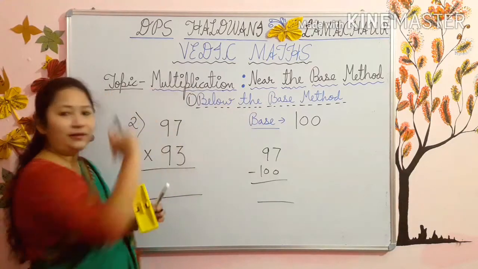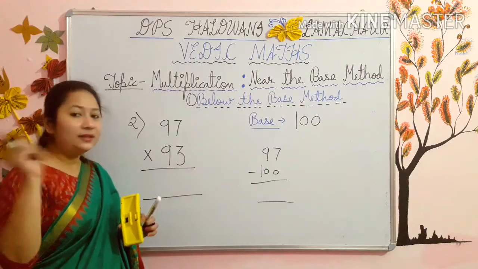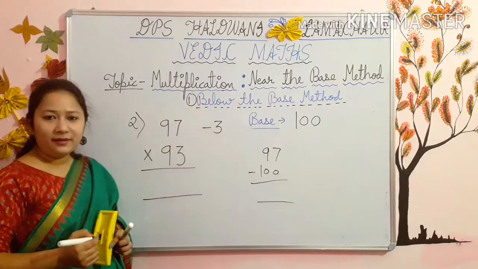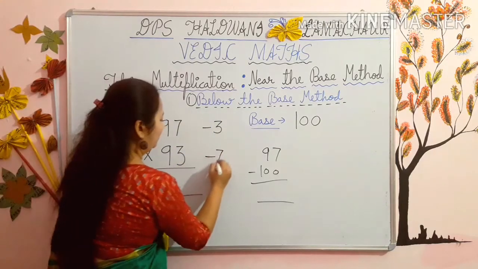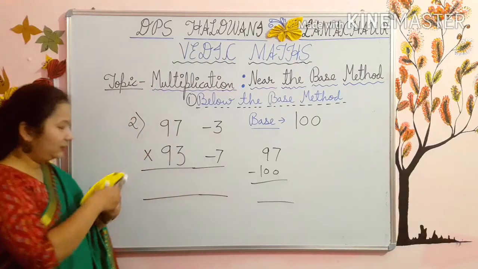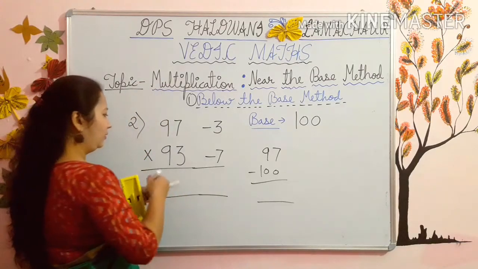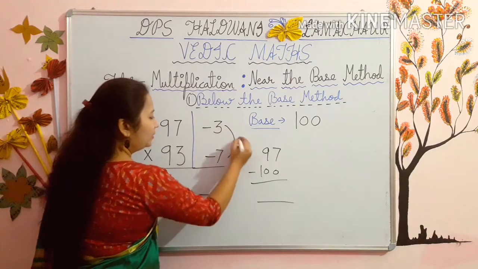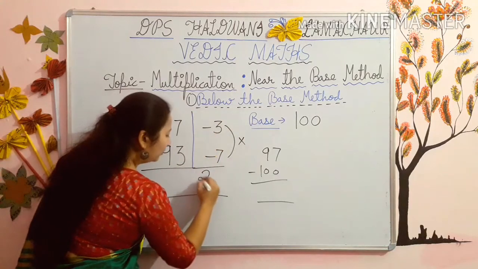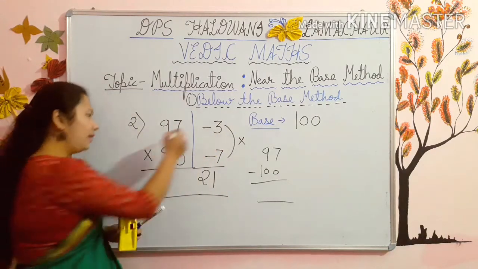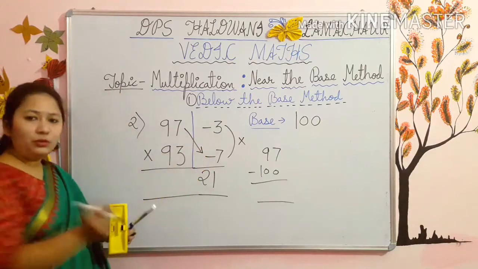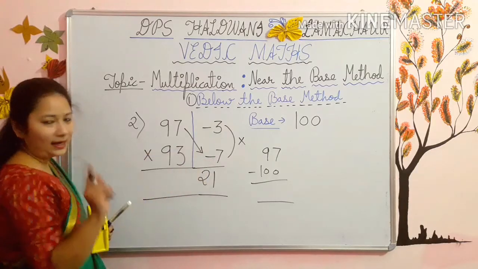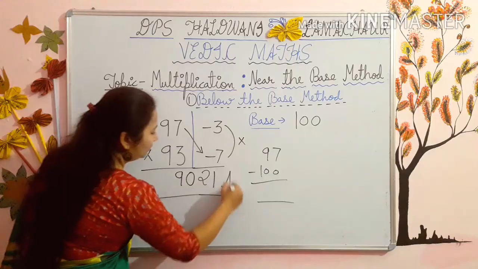So 97 minus 100, minus 3. 93 minus 100, minus 7. You can draw one line also here. Okay. So now multiply these both. Now 7 threes are 21. And solve this. You can solve this also. It's your choice. Answer will be same. See, 97 minus 7 is 90. And this is your answer.